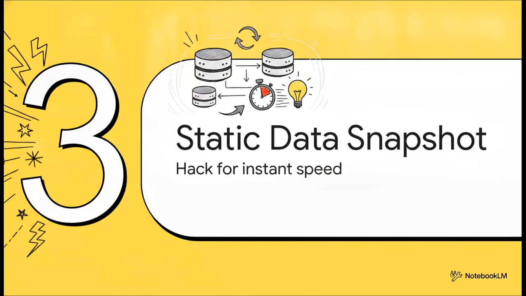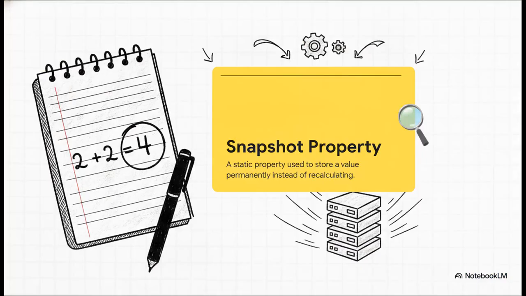And this brilliantly illustrates what we're talking about in Section 3, the static data snapshots. This is your life hack for instant speed. Okay, so what exactly is a snapshot property? Well, it's simply a static property, like a basic text or number field, that you use to store a value permanently, instead of continuously recalculating it via those heavy live formulas.